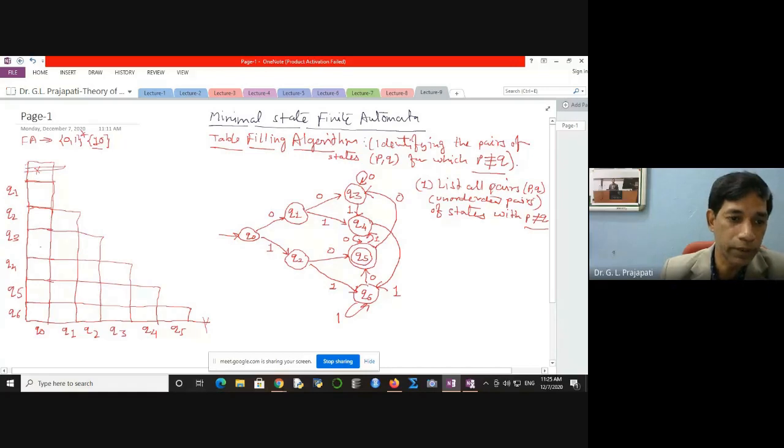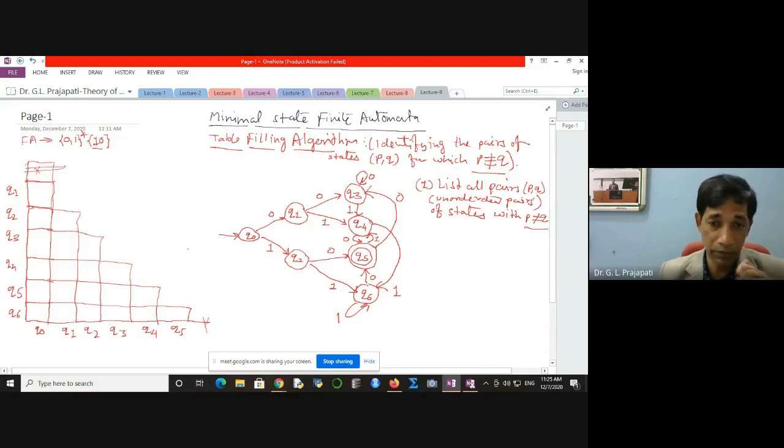So we have seen that q0 we have not considered, q6 we have not considered, similarly q5 we have not considered. And also we have not considered the upper diagonal. So these are the pairs only we have. So this is the first step of your algorithm.